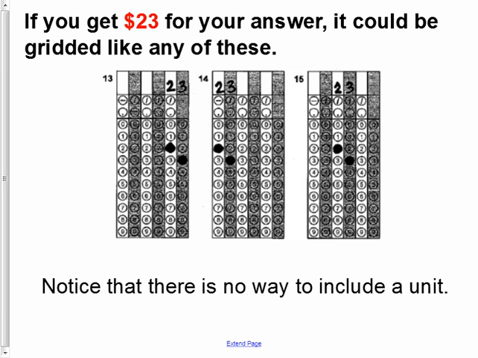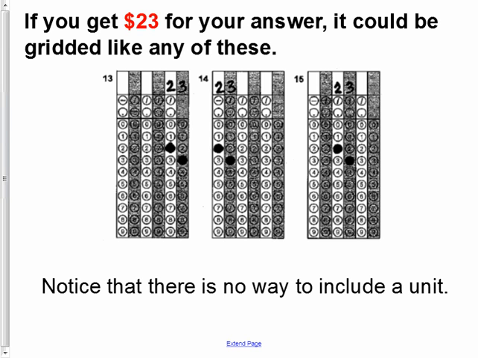So let's say that you get $23 for an answer. If you get that, it can be gridded like anything that you see up here on the screen. Notice that it can be gridded all the way to the right. It can be gridded all the way to the left. It can be gridded somewhere in the middle, as long as the 2 and 3 are right next to each other, and as long as you bubble the 2 and the 3 correctly underneath of where you put them in the answer boxes. And we don't bubble in anything else in any of the other columns.